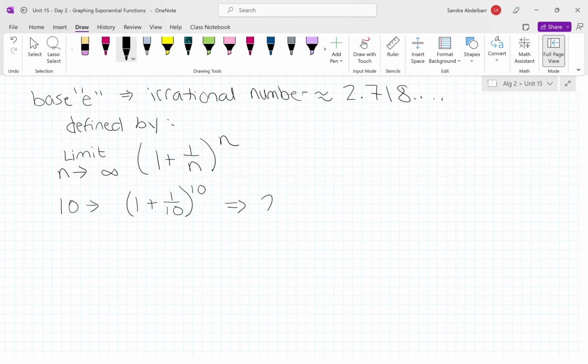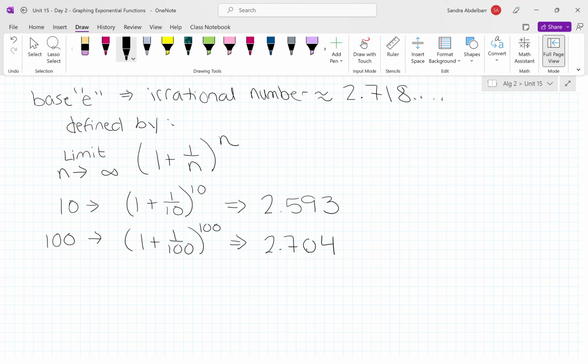And then what should we be? 2.593? Okay. So now let's get bigger. Let's do 100. So we are 1 plus 1 over 100, close your parenthesis, raised to the 100th power. What is that? 2.704. Okay. What's happening? As we're getting bigger, doesn't it look like we're getting closer to this?